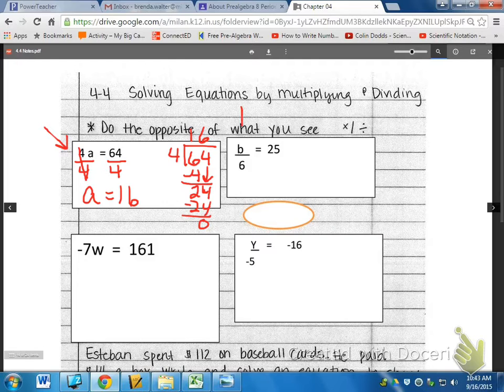All right, let's look at this one. b over 6 equals 25. So we've got to figure out what b over 6 really means. What does b over 6 really mean? James? b divided by 6. It means b divided by 6. So the opposite of divided by 6 would be what?